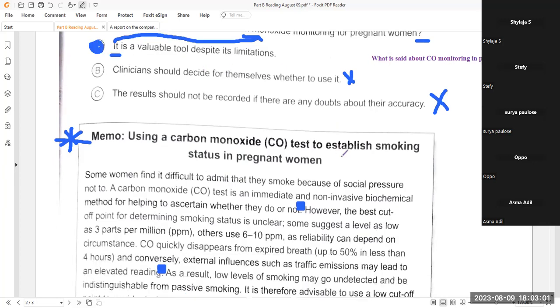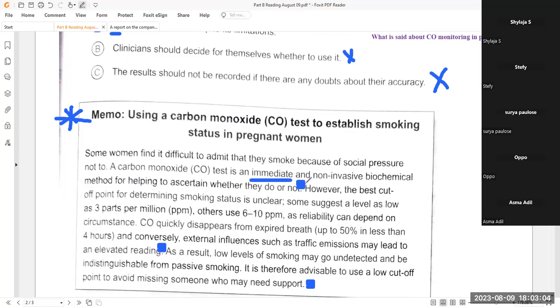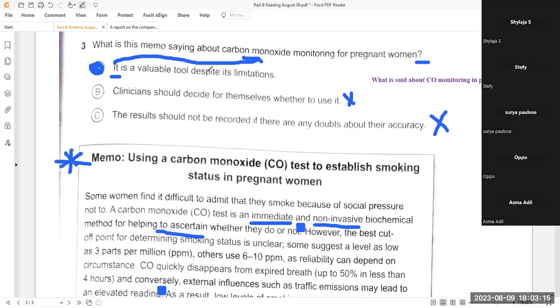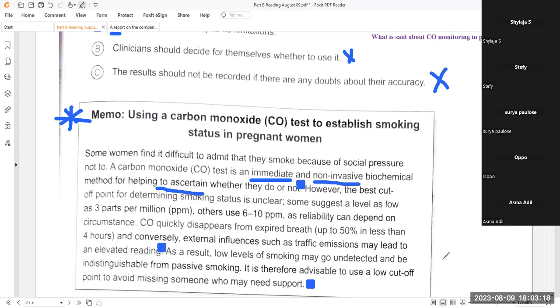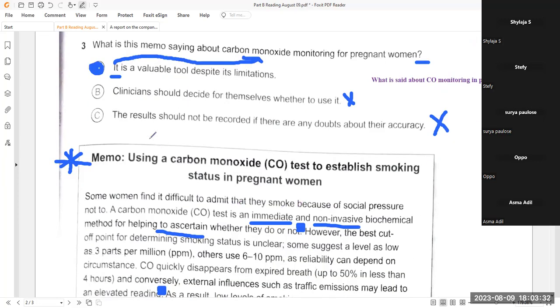It's an immediate, quick and non-invasive biochemical method for finding out whether somebody smokes or not. So of course, it's a valuable tool. Yes, it has a lot of limitations which they have told here. We don't know the cutoff point. External influence such as traffic emissions can affect the reading. It's very difficult to distinguish between low levels of smoking and passive smoking. So all these are limitations, but it is still a valuable tool, right? That's why they have told it's an immediate and non-invasive biochemical method that helps us ascertain whether somebody, being a pregnant woman, smokes or not.